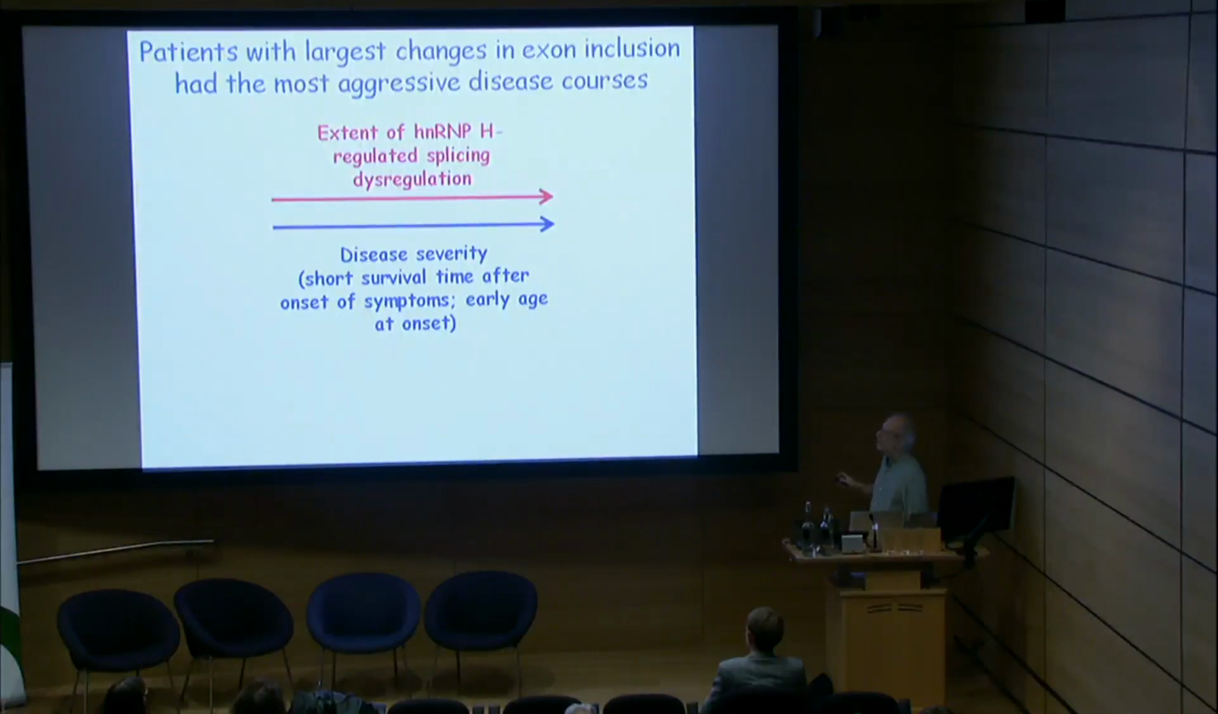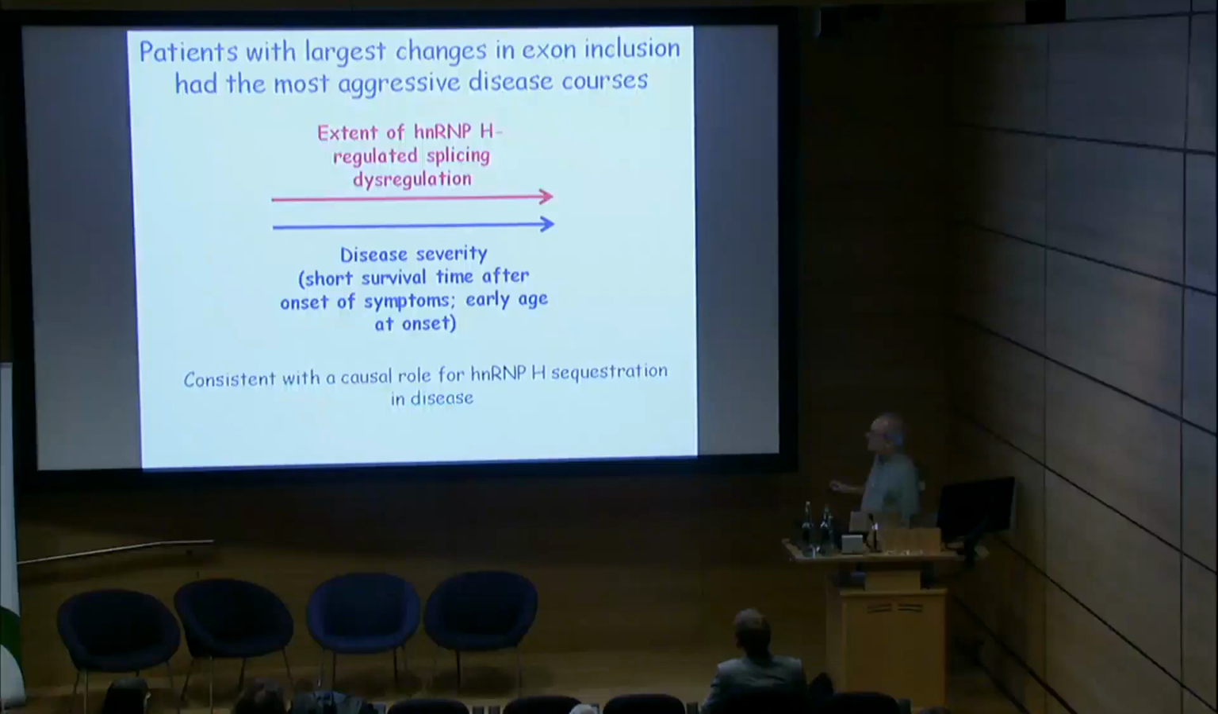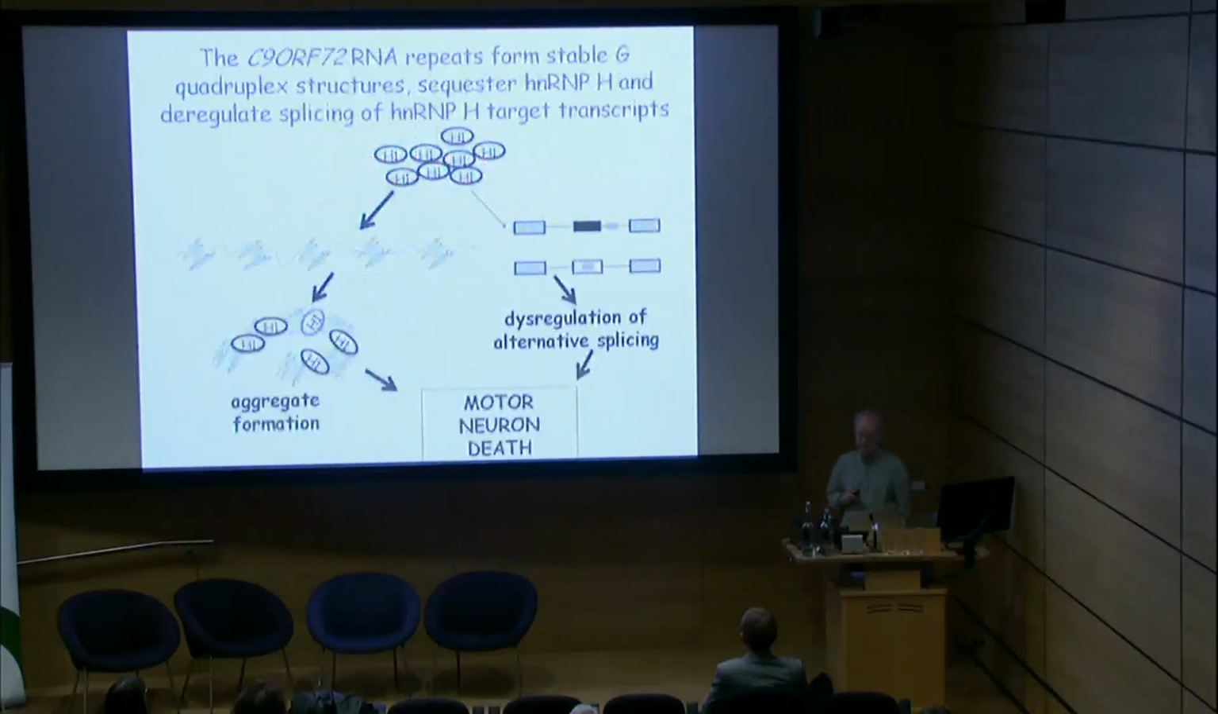An interesting feature that Erin observed is that the extent of splicing dysregulation and insoluble hnRNP H is related to a measurement of disease severity, which is difficult to assess really accurately. What one can look at is survival time after onset of symptoms being shorter, an early age of onset, or evidence of more serious or stronger disease. This correlated with greater insolubility and splicing defects, which suggests, though doesn't prove, a causal role for sequestration in disease. So this sort of summarizes what I've told you so far.